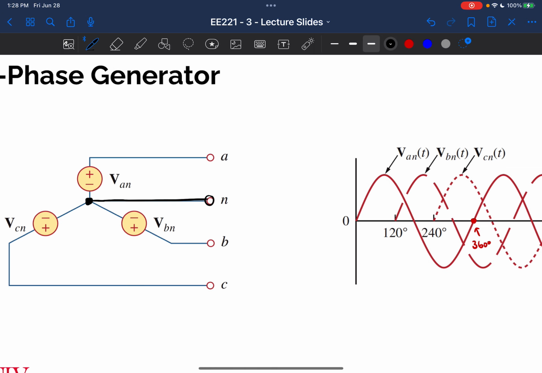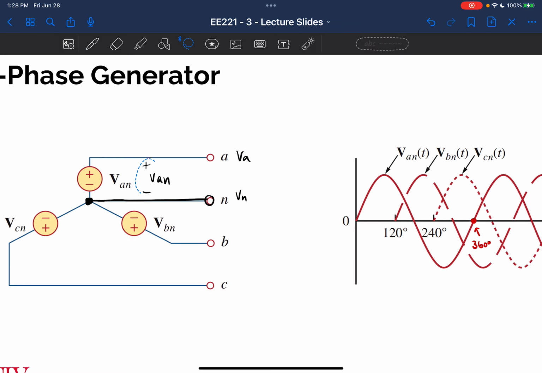And so the first voltage source is this VAN here, right? We're looking at the voltage between A and the voltage of the neutral. Okay, so the N line is called the neutral line. I talked about this a little bit previously. That's the first voltage, VAN.